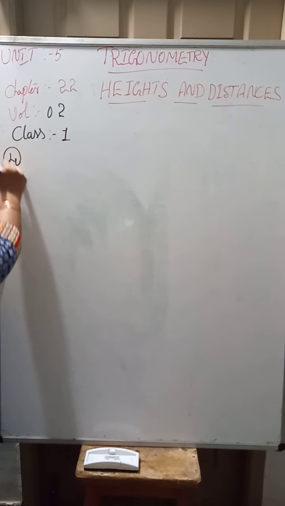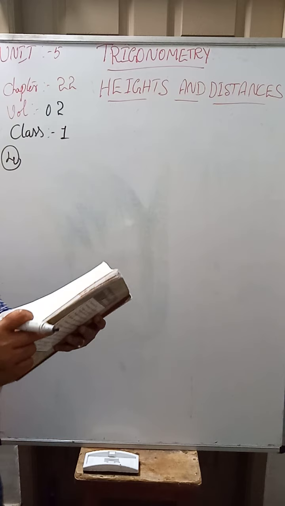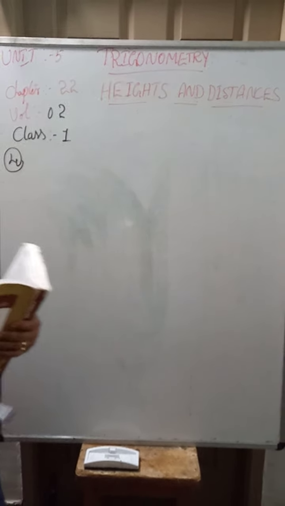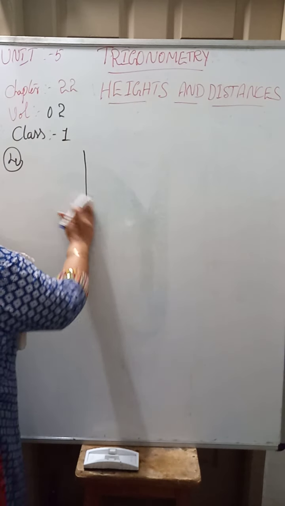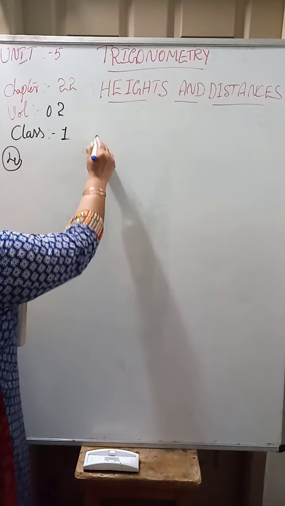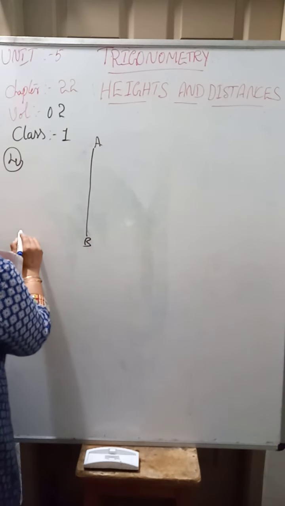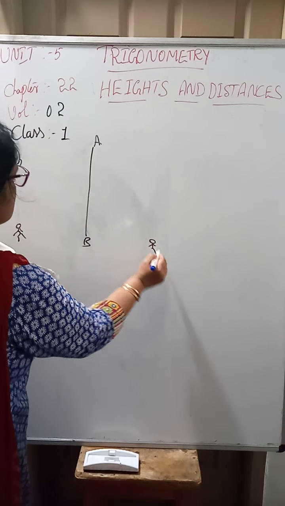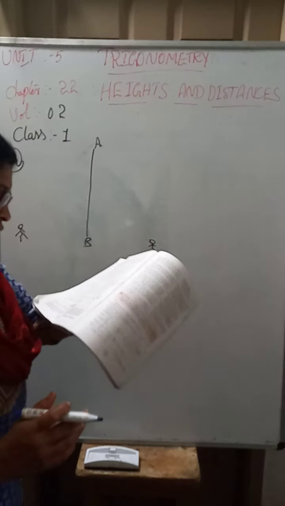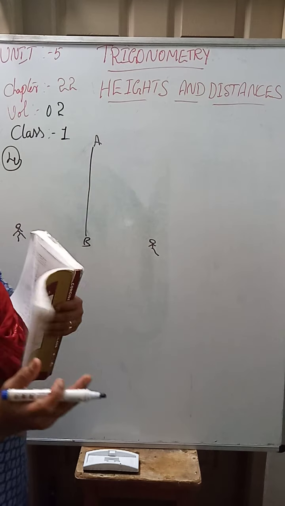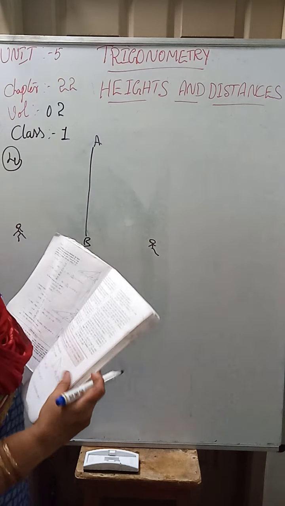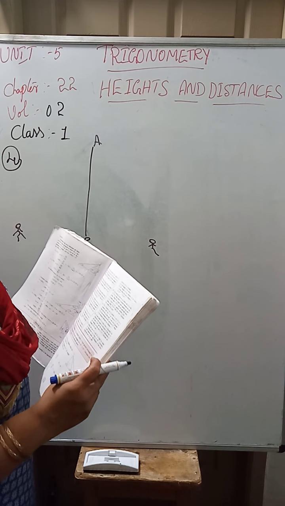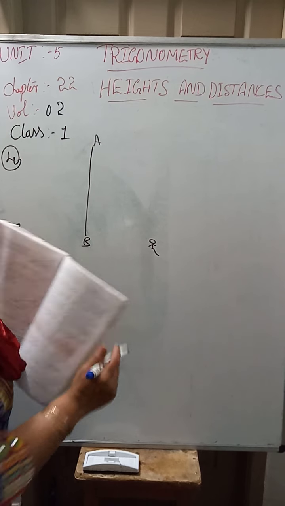Now let me begin with the fourth problem. The fourth problem says that two persons are standing on the opposite sides of the tower. Let AB be the tower. Here one person and here one person is standing on either side of the tower, not on the same side. They observe the angle of elevation of the top of the tower to be 30 degrees and 38 degrees respectively.